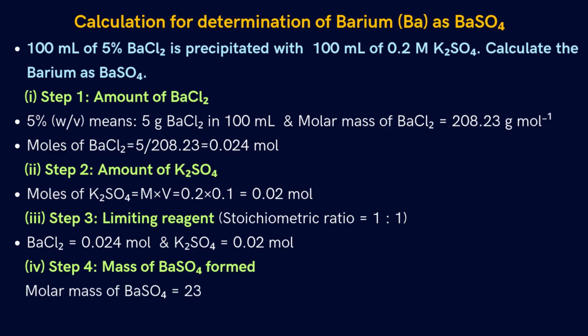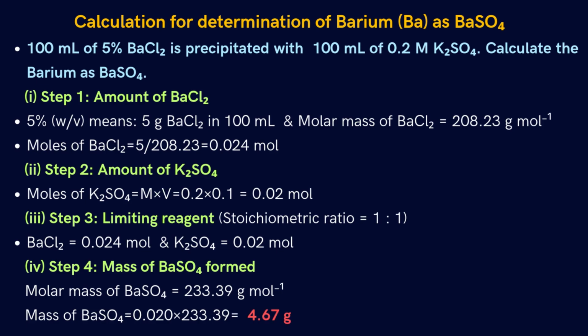Fourth step is the mass of barium sulfate formed. Molar mass of barium sulfate is 233.39 gram, and mass of barium sulfate will be 0.02 times 233.39, and finally 4.67 gram of barium sulfate will be precipitated as Ba.